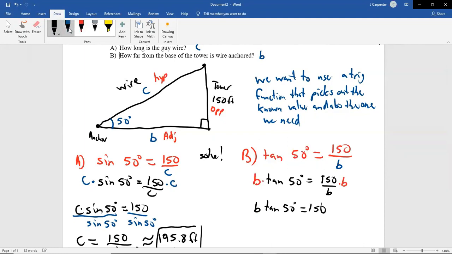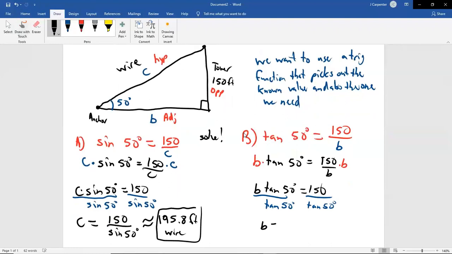But we're trying to solve for b, so we divide both sides by the tangent of 50 degrees. That's just a number. I'm not showing you what it is, but it's just a number. So b equals, after the canceling, 150 divided by the tangent of 50 degrees. Look at how close these answers are in their actual form, in the exact answers. When it's written in this version, it's exact. When we round, it's approximate.